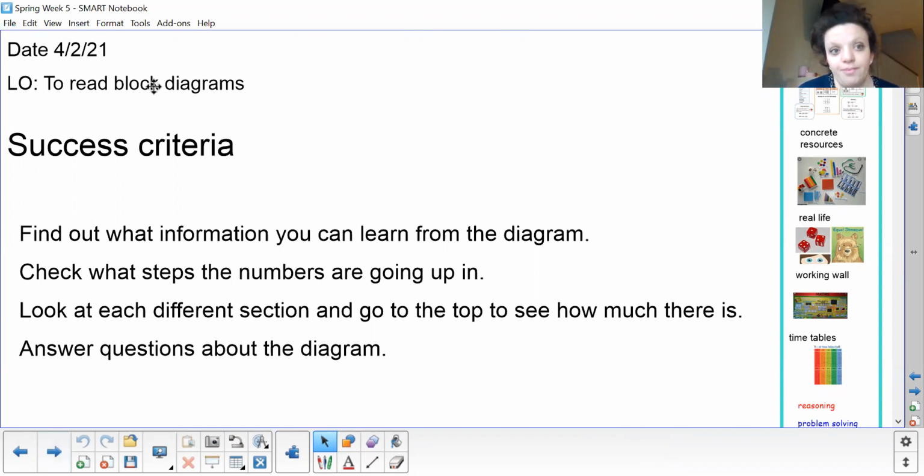This is our final type of diagram, a block diagram, which is when we have blocks put together to represent numbers. We've had tallies, which were lines. We've had pictograms, which were pictures. And now we're going to do block diagrams, which are blocks. So blocks put on top of one another to show us how much things there are. I'll show you one and then you'll understand.